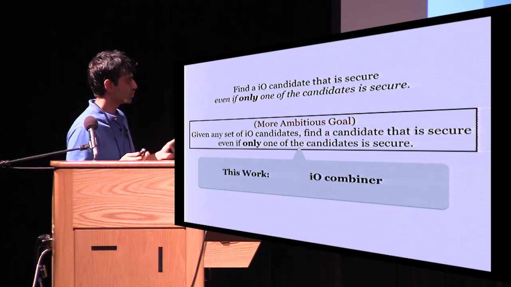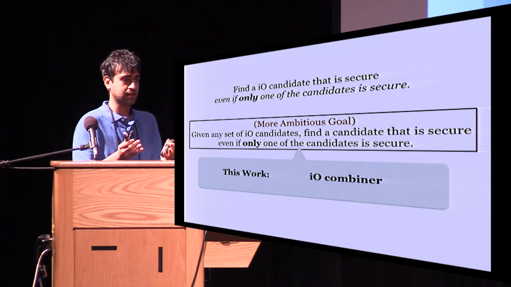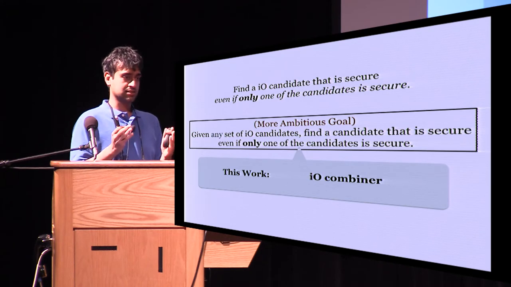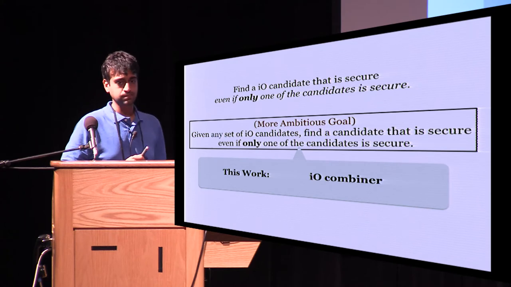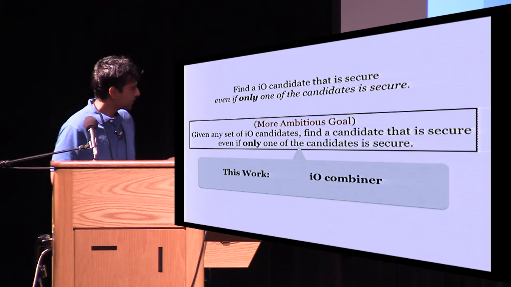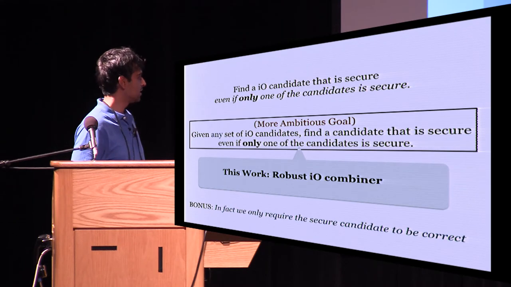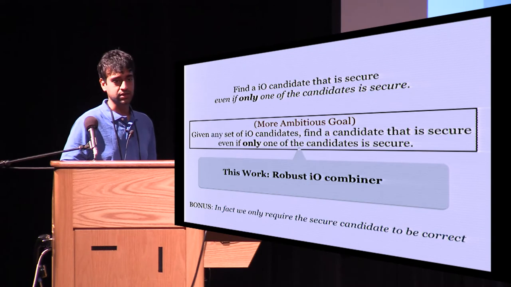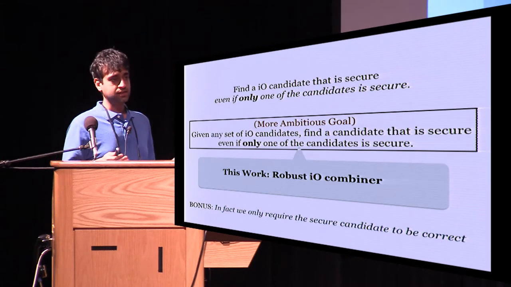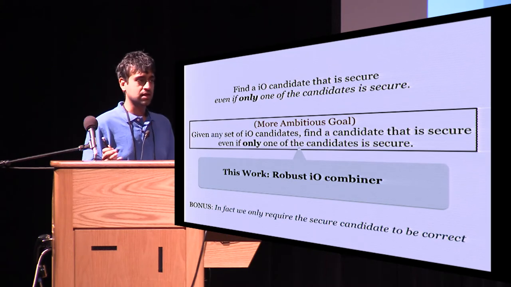An I/O combiner essentially gives a mechanism of combining different candidates into a single candidate that is secure as long as any of the candidates you have combined is secure. In fact, we achieve something stronger, what is called a robust I/O combiner. We only require that the secure candidate be correct. It could be that all the other insecure candidates you have given me are incorrect, and even then, our combiner would work.